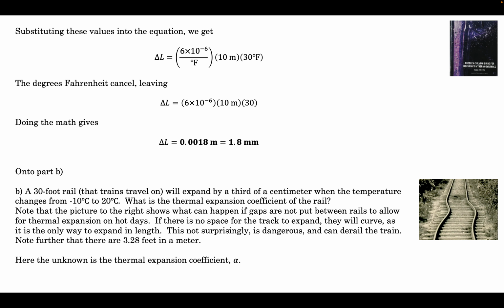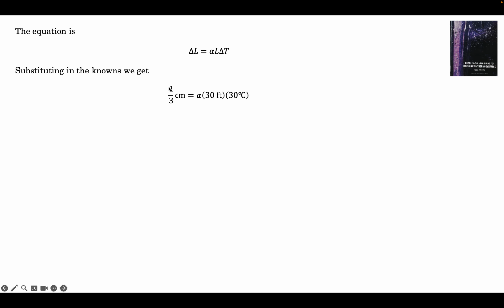So the only unknown here is the thermal expansion coefficient, alpha. There's the equation. We know everything but alpha. Delta L is 1/3 of a centimeter. The original length is 30 feet. The temperature change is 30 degrees Celsius. We have to solve for alpha, and the way to solve for alpha is to divide by 30 feet times 30 degrees Celsius. Like this.